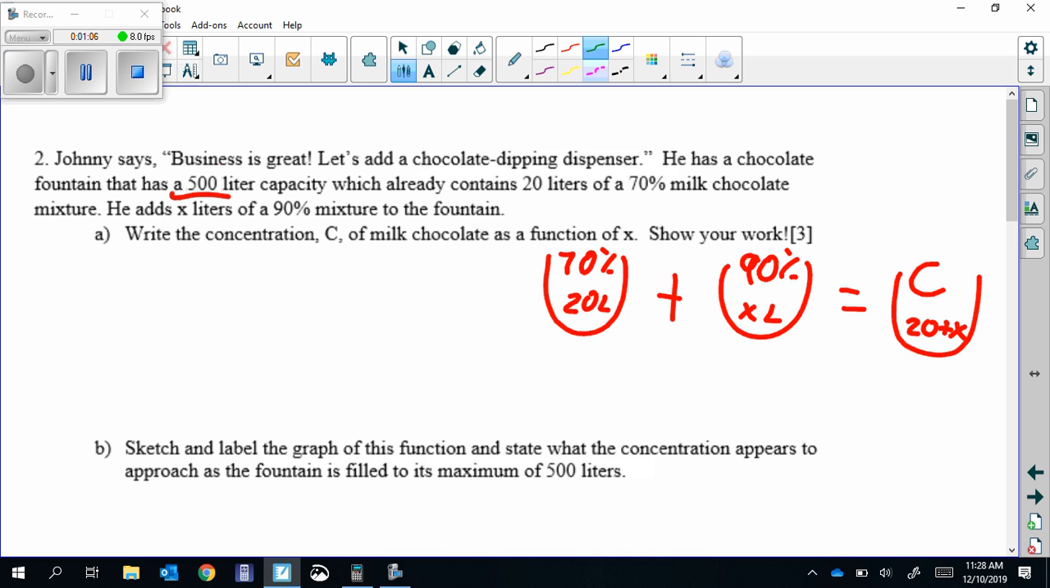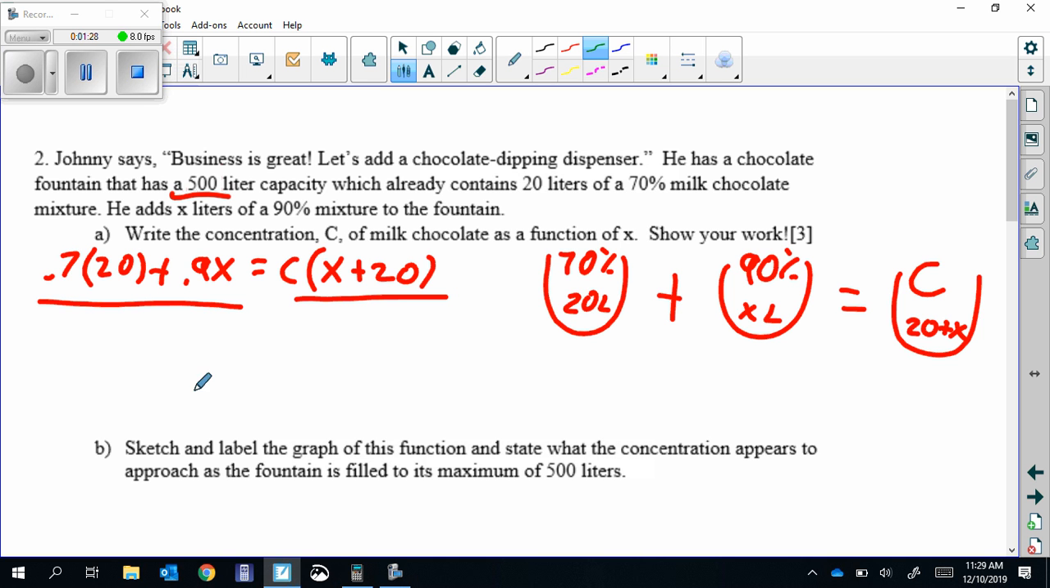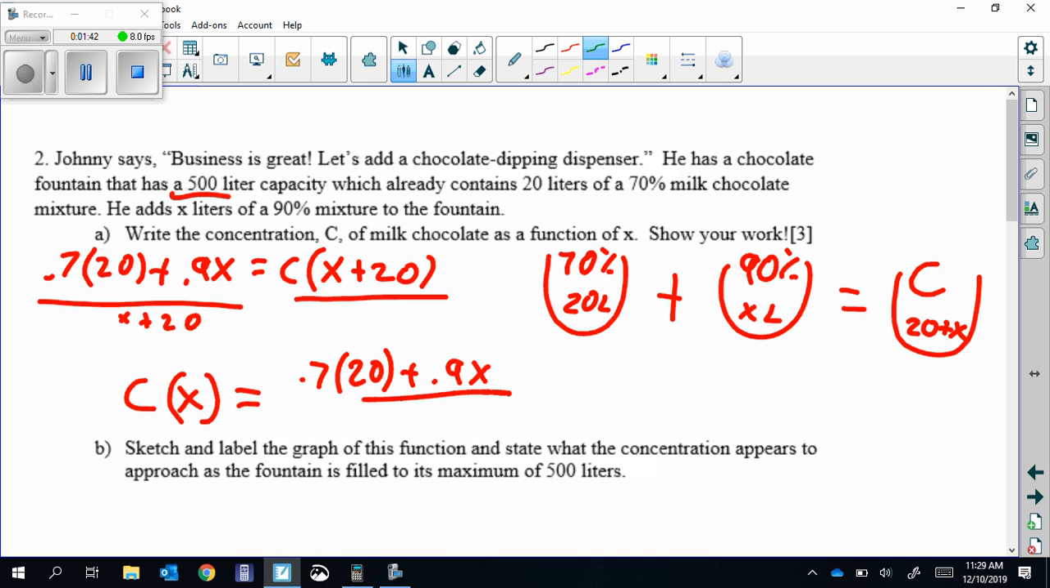So when we write out our equation, we multiply these things. So this is 0.7 times 20 plus 0.9 times X equals C times 20 plus X, or X plus 20. And we need to solve for C because that's what it says. So we're going to divide. So our equation, C of X equals 0.7 times 20 plus 0.9X over X plus 20.